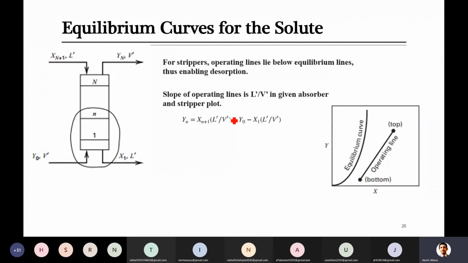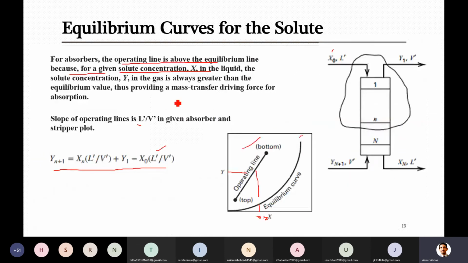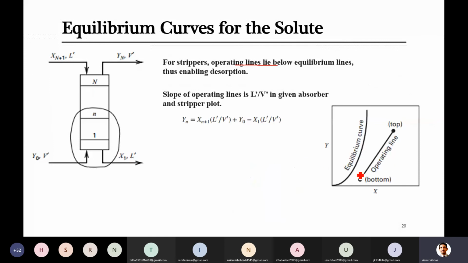So for the opposite of that, the stripper. For the stripper, the operating line will lie below the equilibrium line, which is opposite to the absorber. Inside the absorber, as we said, for any liquid concentration, the concentration of the solute inside the vapor stream is higher. But opposite to that, inside the stripper, when you take any value of x, the value in the liquid will be higher. In case of the liquid, the amount of the solute will be higher as compared to the vapor stream, which is the stripping agent here.